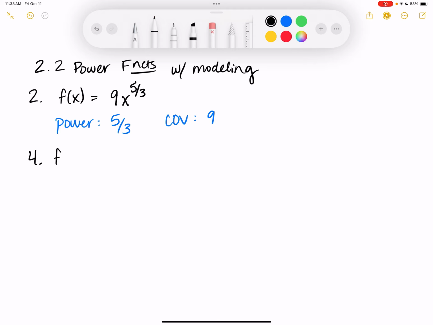For f of x equals 13. Is this a power function? Yes. What would the power be? 0. Constant of variation? 13. Because we could have x to the 0, which would make it still a power function.